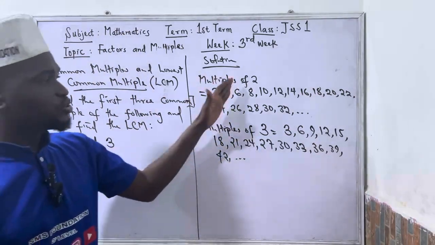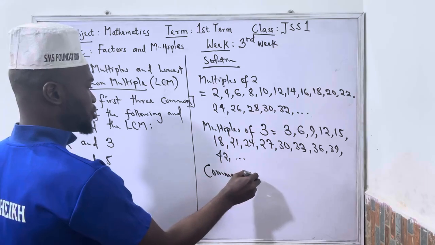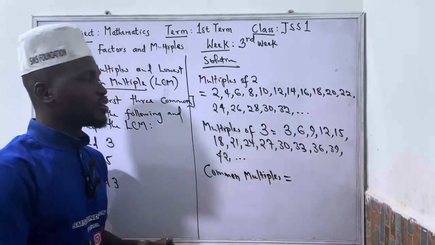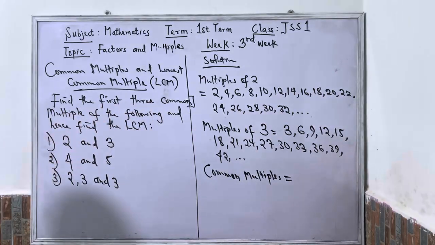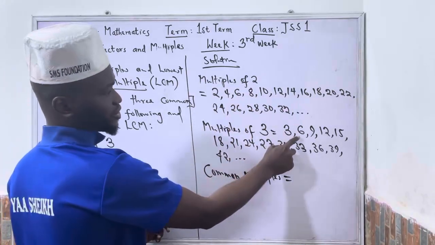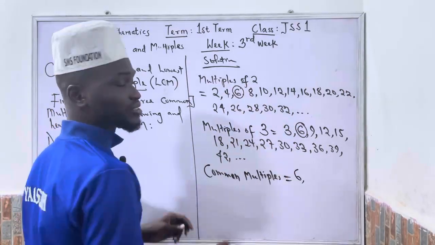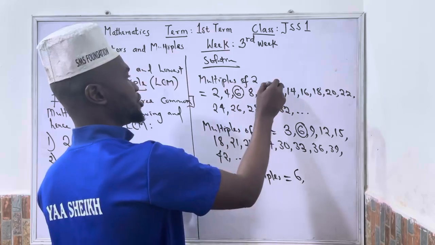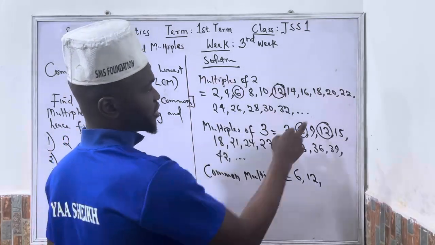Now, you compare these 2 lists. You find the common multiples. So you look out for what is common here and here. Don't forget to get the first 3 common multiples. So first of all, 2 is here, but clearly not here. 4 is here, but not here. We have 6 here, and we also have 6 here. So that means 6 is the first common multiple. Next, we have 12, and also we have 12. So making 12.